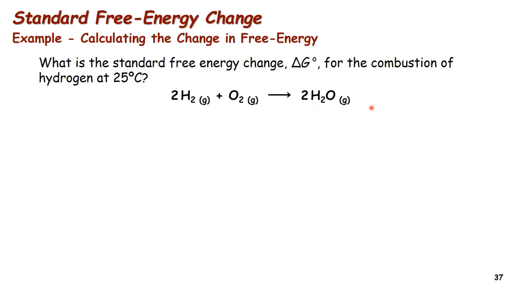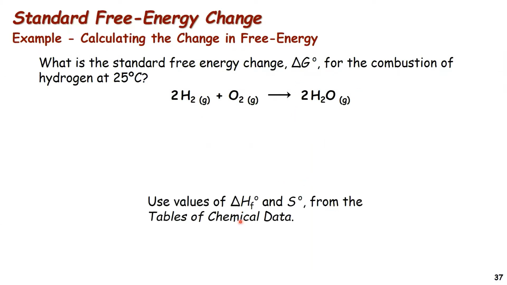So there's the reaction for the combustion of hydrogen. And we want to calculate the free energy change for this reaction. So that then is going to be specifically 2 moles of hydrogen reacting with 1 mole of oxygen to produce 2 moles of water. Now we can use the values for the enthalpy of formation and the absolute entropies from the tables of chemical data. So we just need to look them up.